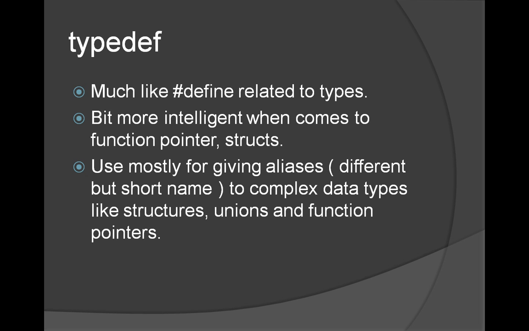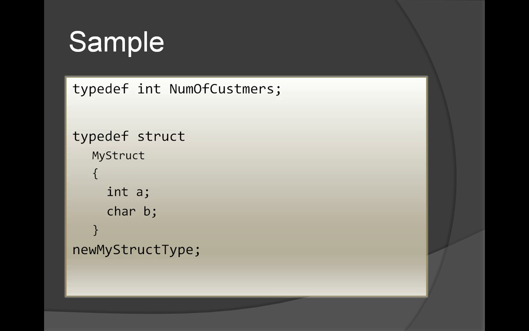Typedef, we have seen typedef as well. Typedef is similar to hash define, but related to types, because it's a little bit more intelligent. We have seen in the case of function pointers, typedef is very readable, and we use typedef in the case of structures. So it is mostly used for giving aliases to complex data types like function pointers, union, structures, etc. This is a sample syntax for typedef. Wherever you want to use this particular data type, you can use this.